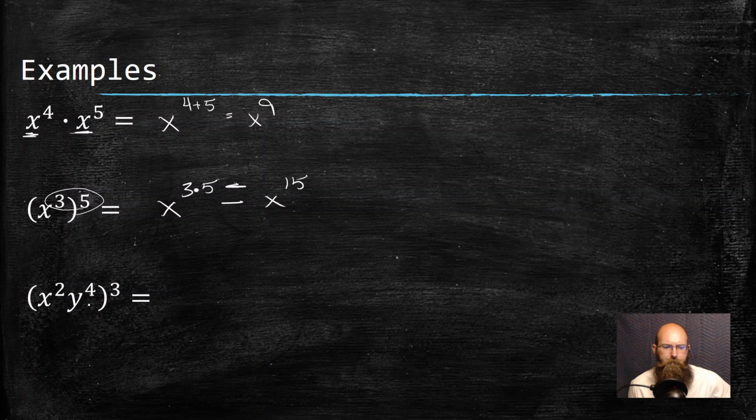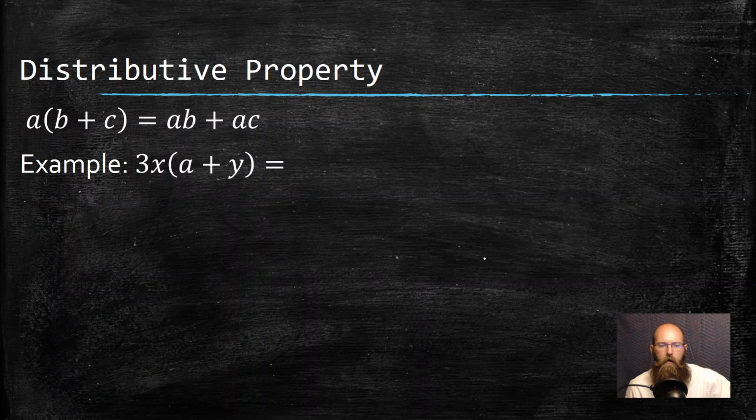Then down here, I'm going to kind of distribute that exponent in, right? That's kind of the shortcut for what's happening here. 2 times 3, and then y, 4 times 3, which gets me x to the 6th and y to the 12th.